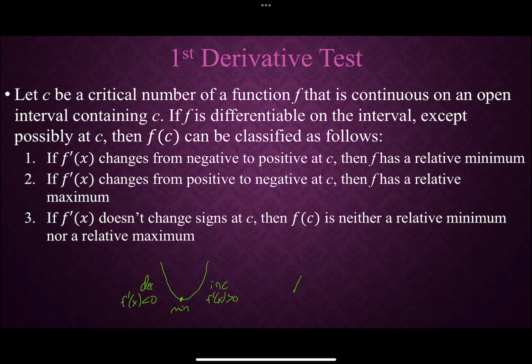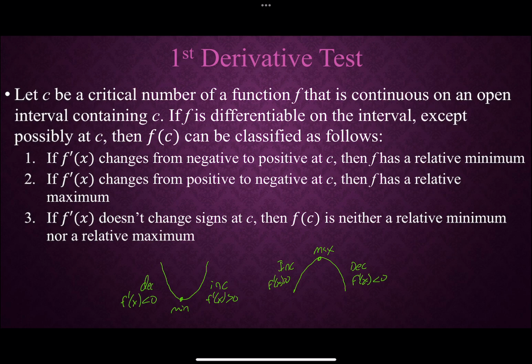Again, makes sense. If we're going from positive to negative, we are increasing. That's where the derivative is positive. And then we go to decreasing, that's where the derivative is negative. So again, that clearly creates a max. And if it doesn't change, if it goes positive to positive or negative to negative, then it's neither min nor max.